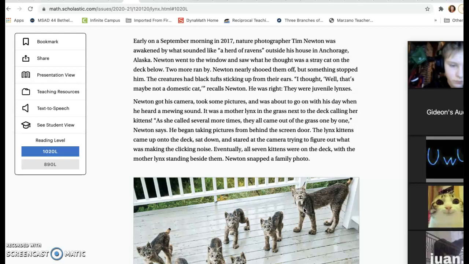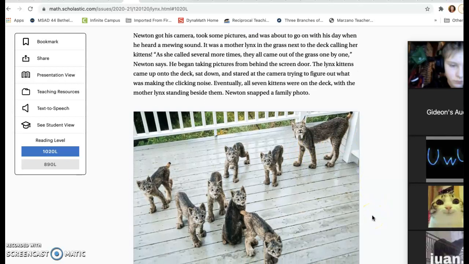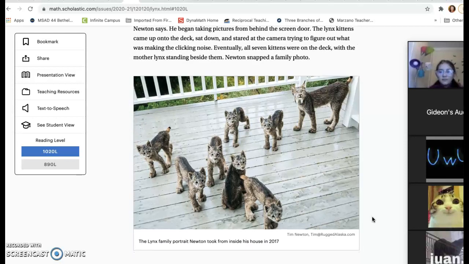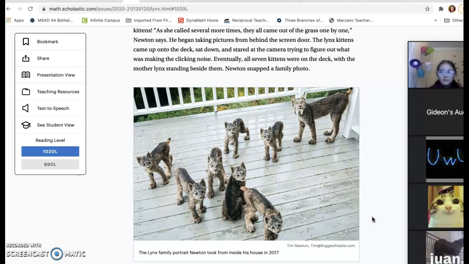The creatures had black tufts sticking up from their ears. "I thought, well, that's maybe not a domestic cat," recalls Newton. He was right. They were juvenile lynxes. Newton got his camera, took some pictures, and was about to go on with his day when he heard a mewing sound. It was a mother lynx in the grass next to the deck, calling her kittens. "As she called several more times, they all came out of the grass one by one," Newton says. He began taking pictures from behind the screen door. The lynx kittens came up onto the deck, sat down, and stared at the camera, trying to figure out what was making the clicking noise. Eventually, all 7 kittens were on the deck, with the mother lynx standing beside them. Newton snapped a family photo. It's so cute, isn't it? And it says, the lynx family portrait Newton took from inside his house in 2017.